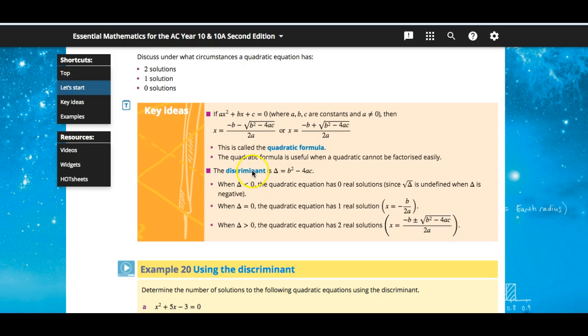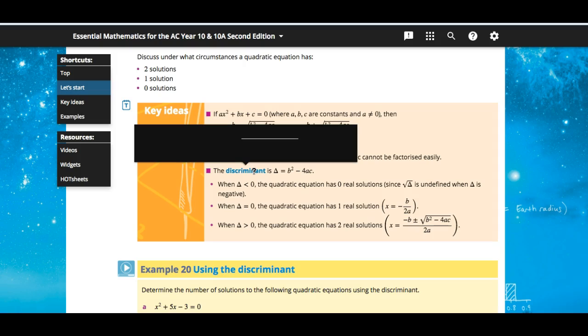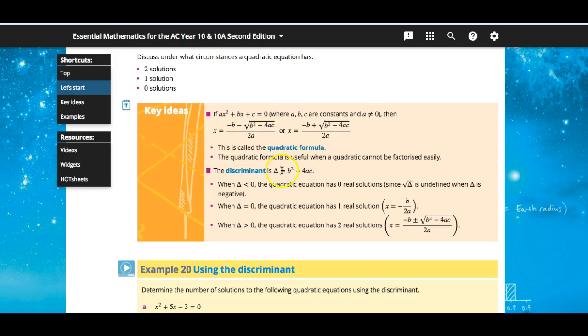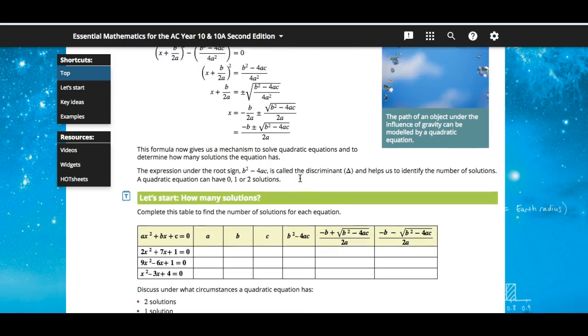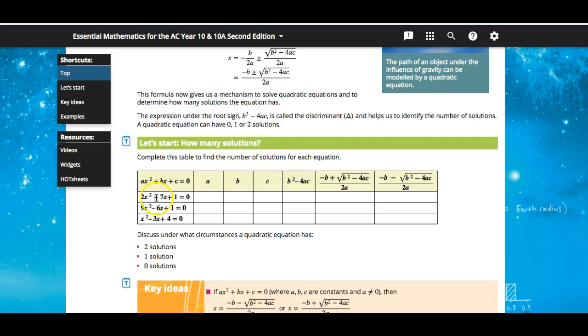So your discriminant, and if I just hover over here, it might give us the definition. There we go. Okay, that doesn't make much sense anyway, so I'll explain it to you. Our discriminant tells us how many x-intercepts the quadratic has. Remember, your quadratic could have no x-intercepts, one x-intercept, or two x-intercepts. Your discriminant can tell you how many x-intercepts you have, given that the quadratic is in expanded form. If we just go up to this table, you can see all three quadratics here are in expanded form.